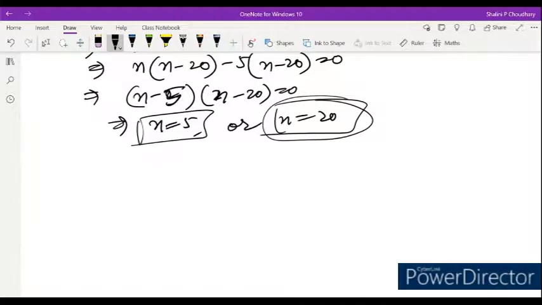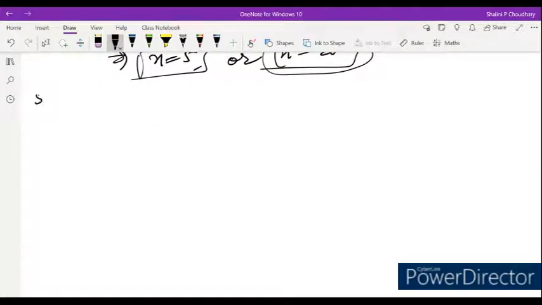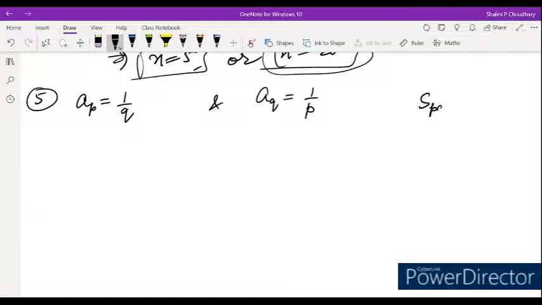Okay. Now we'll move to the next question, question number 5. The question is, in an AP, if the pth term, Ap, is 1/q, and the qth term, Aq, is 1/p. What we have to prove is that the sum of the first pq terms is equal to 1/2 (pq + 1). We have to prove this.